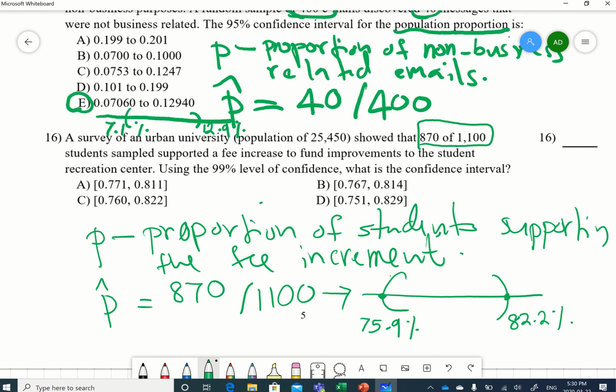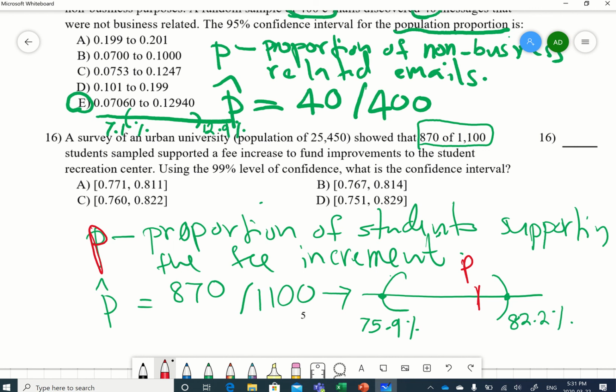to 82.2%. So the actual proportion is somewhere in this range. For the university, this is a good result, because it means the actual proportion of students who would support this fee increment is between 75.9% and 82.2%. That means more than 75% of the students will support this fee increment.